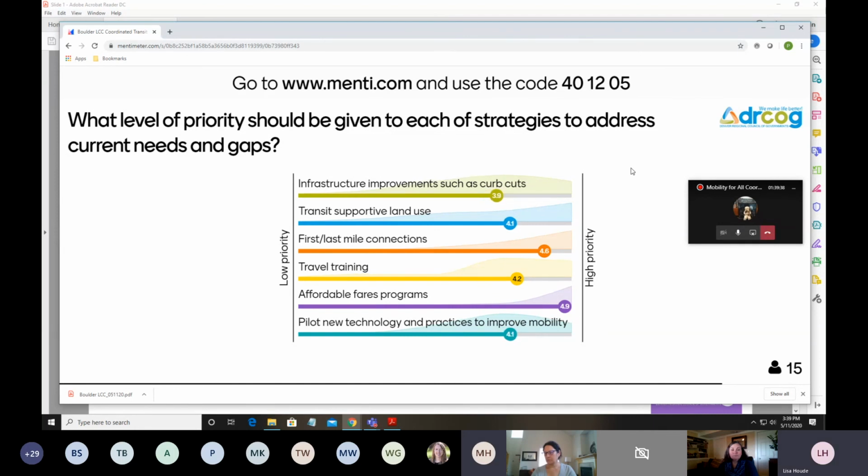Thanks, Matthew. All right, looks like affordable fares program, still a very high priority. Then the first and last mile connections, which makes sense because you guys brought that up in the last one as well. Then we've got the transit supportive land use, the piloting new technology and practices to improve mobility, travel training, and then those infrastructure improvements. I'll give a little more time for people to get their votes in. All right, move on to the next one.